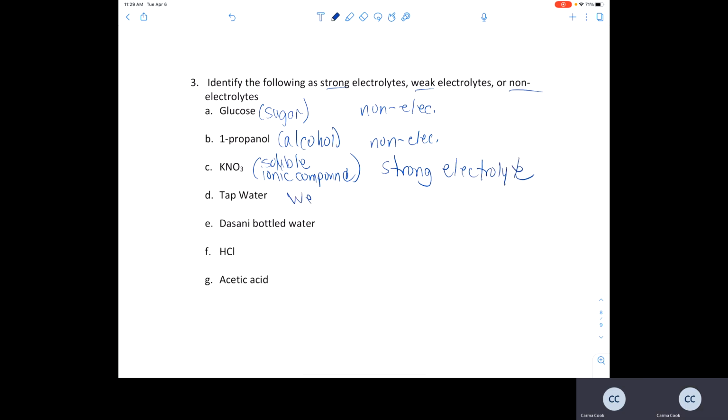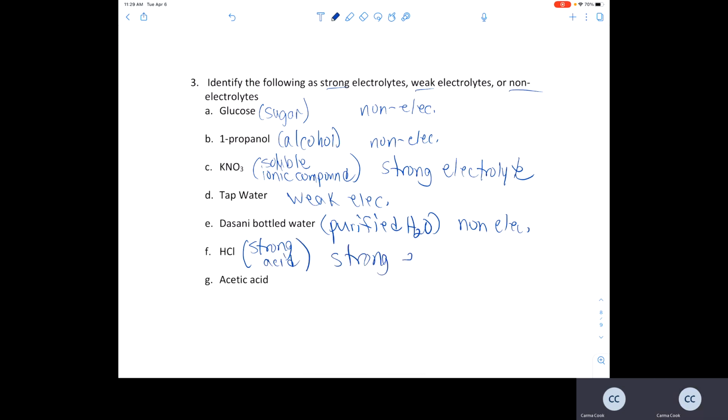Tap water is a weak electrolyte. Dasani bottled water is purified water. So that makes it a non-electrolyte. HCl is a strong acid. That makes it a strong electrolyte. Acetic acid is a weak acid. And that makes it a weak electrolyte.